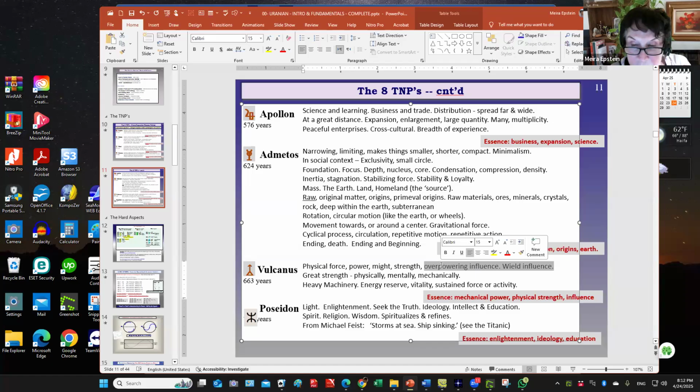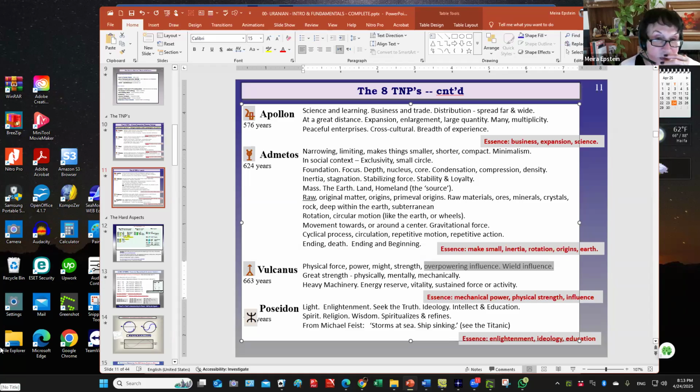Wisdom spiritualizes and refines. And from Michael Feist, I mentioned him. He's my Hamburg colleague, and he is the torchbearer of the Hamburg school. I forgot to say that his parents and his grandparents actually participated in that Hamburg school. They go back 100 years ago. So he inherited the whole tradition and the publication. He publishes the books. He is the historian, the archive of this whole system, and he's very knowledgeable.